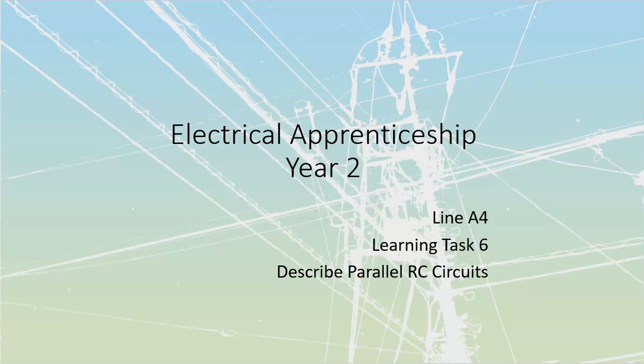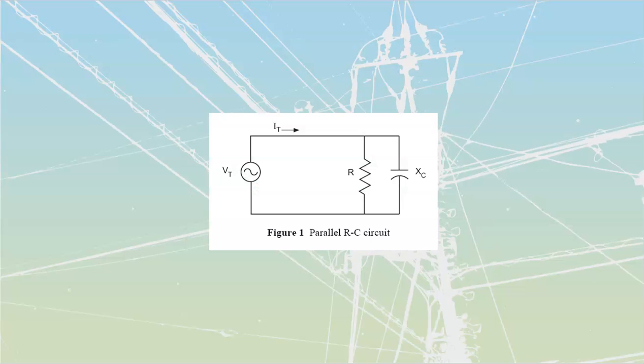All right, line A4, learning task 6, we're going to describe parallel RC circuits. So anytime we've got a C inside of the title, it means that we are looking at circuits that contain some capacitance. In a lot of ways, capacitance is a lot easier to deal with than inductance because capacitance is not going to have any watts to it, right? A capacitor is going to have a dielectric or an insulation between it, so there should be no current that is going to travel through.